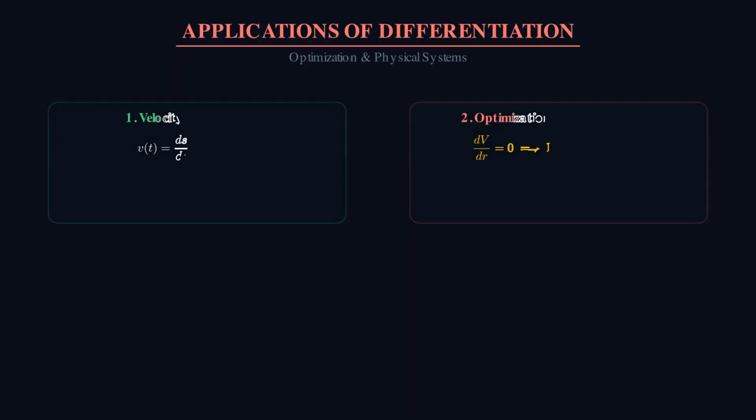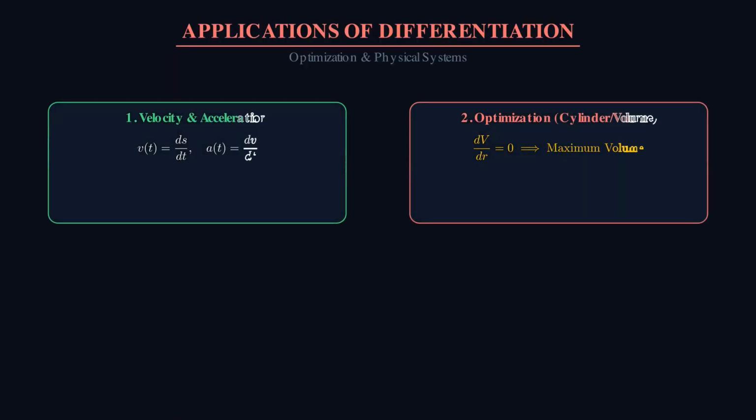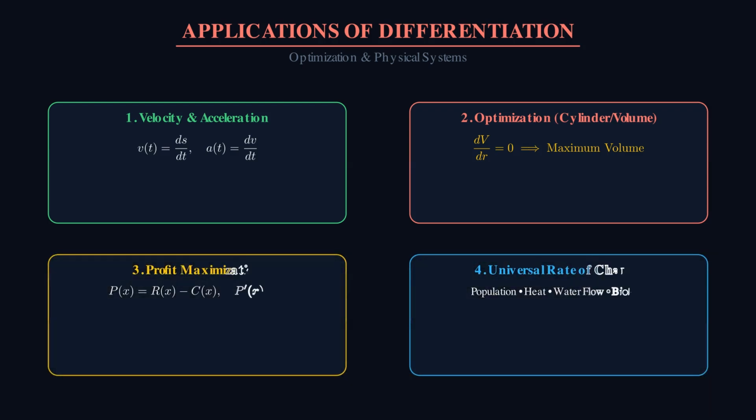Differentiation powers motion equations in physics, maximizes container volumes, optimizes corporate profit, and models population growth.